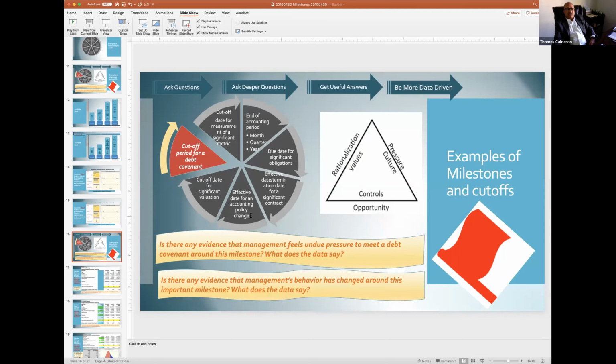Let's continue with using milestones and cutoffs, and I'll show you my second of 2 examples. In this example, I'm going to focus on what the data says with regards to evidence of management pressure, or evidence of incentives for management to commit acts that might be fraudulent.